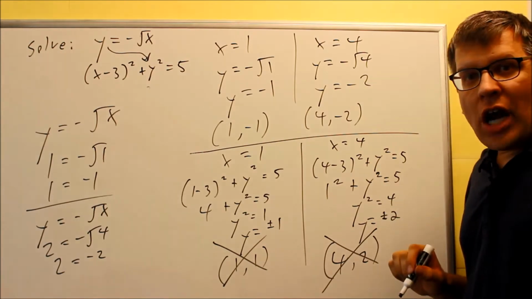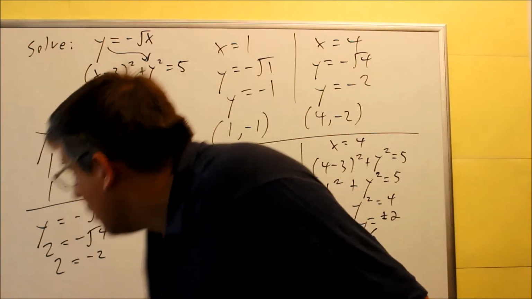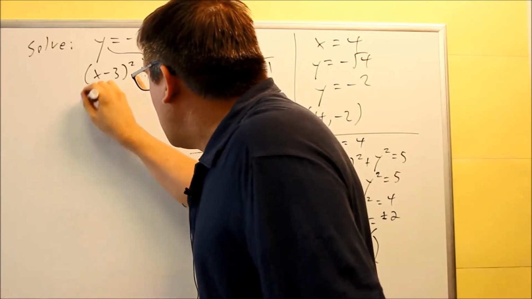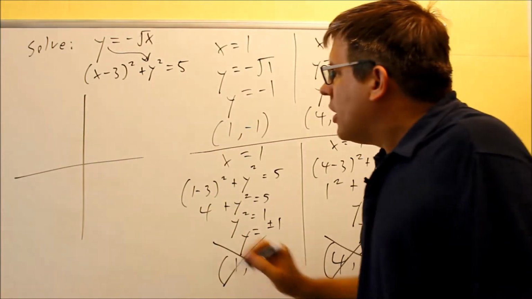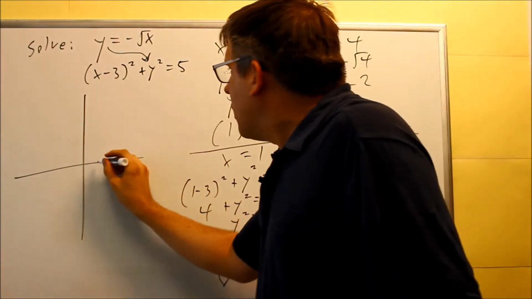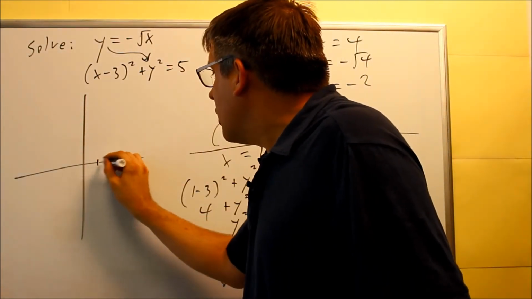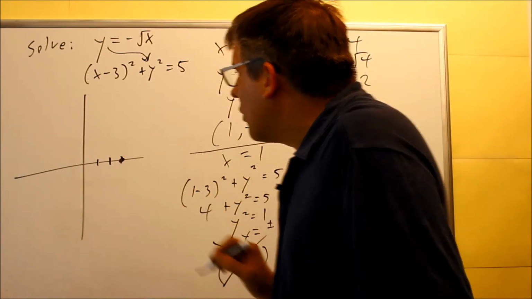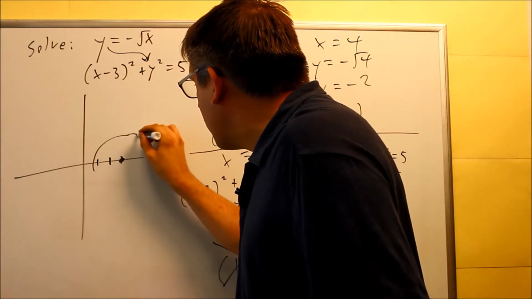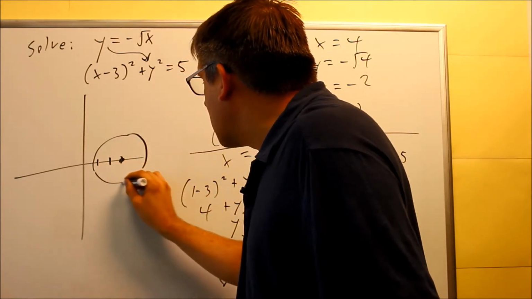If you were to look at the graph of this one, I did that in the notes, but I'll give you a quick sketch of what it would look like. Primarily you've got a circle with a radius of square root of 5, and it would start over here at 3, 0. So here would be the first equation, a circle there.